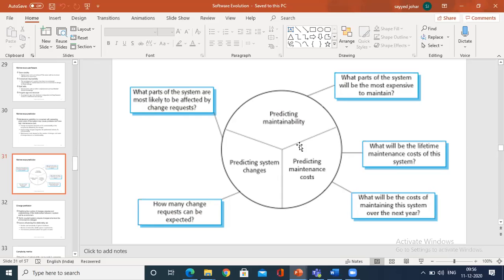So overall, to evaluate the relationship between the system and environment, we should assess the number and complexity of system interfaces. The larger the number of interfaces and the more complex the interfaces, the more interface changes are going to be required for new requirements. Okay.